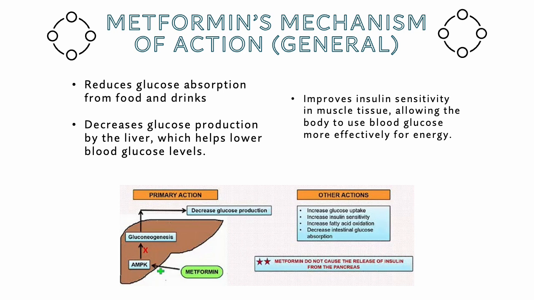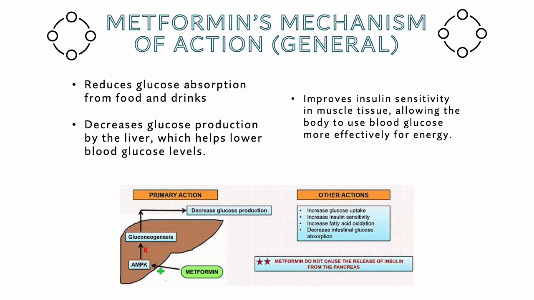Metformin's mechanism of action helps to reduce the amount of glucose or sugar that your body absorbs from the food and drinks you consume. So the less sugar that gets into your bloodstream from your meals. Metformin also decreases the amount of glucose produced by your liver. Your liver can make sugar on its own, and metformin helps to put the brakes on this process, which also contributes to lower blood sugar levels.